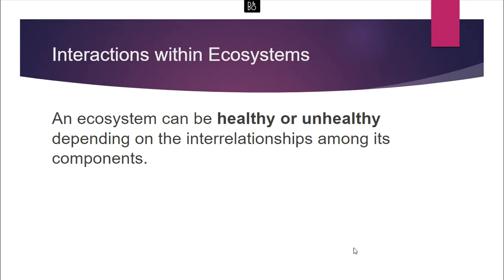An ecosystem can be healthy or unhealthy depending on the interrelationships among its components. So what that really means is the different parts of the environment. So if we have an excess of certain nutrients, that can make it an unhealthy ecosystem. If just the right balance of nutrients is there, we have a healthy balance.